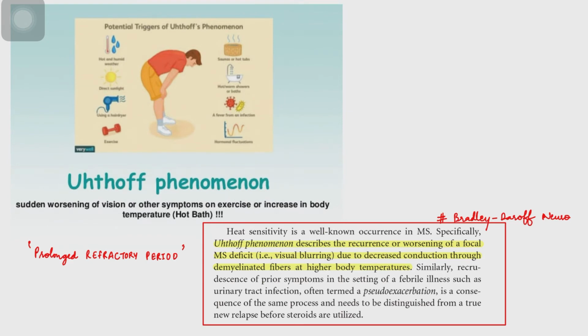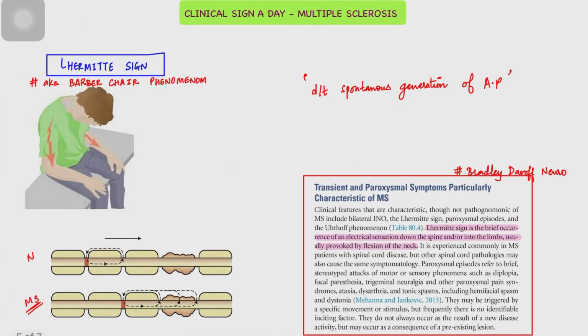During these conditions there is decreased conduction through the demyelinated fibers, and due to that there is exacerbation or recurrence of the symptoms of MS, and this is usually a result of prolonged refractory period of the action potential. Okay, so these were the two signs which we have discussed in multiple sclerosis.